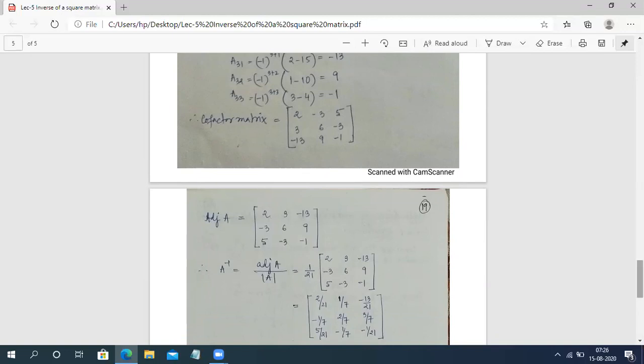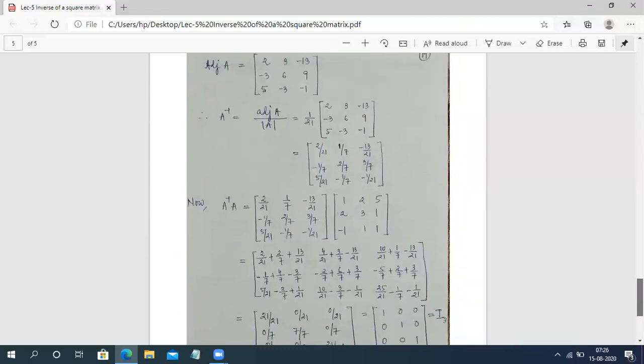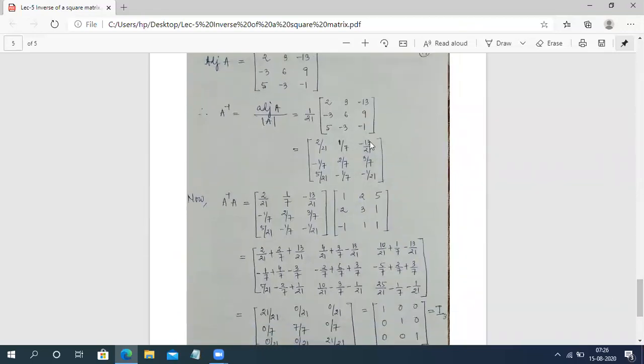Now to find A inverse, we need to divide this adjoint matrix by its determinant value, that is 21. Now it will come out as this. The first part is over. This A inverse is this matrix. Now we have to prove whether A inverse A is equal to identity or not.